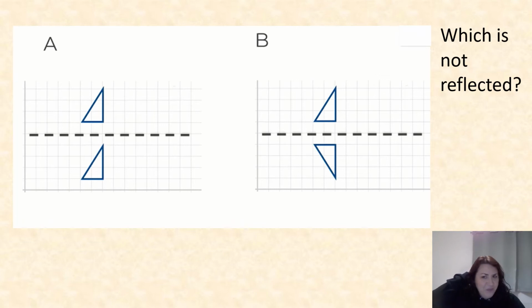Right, have another go. Which is not reflected? Hopefully you said A. A hasn't been flipped, has it? Again, it's just been moved, it's just been translated, so it's A.